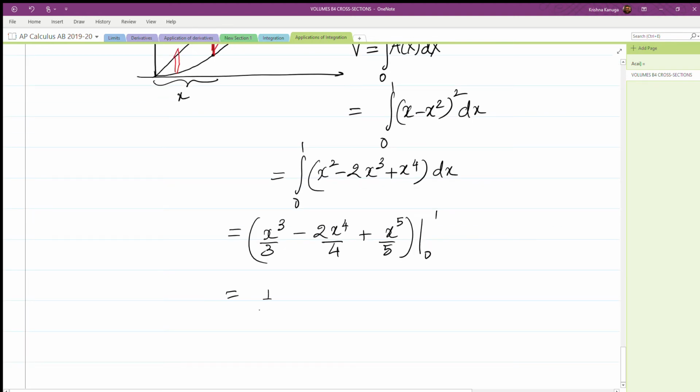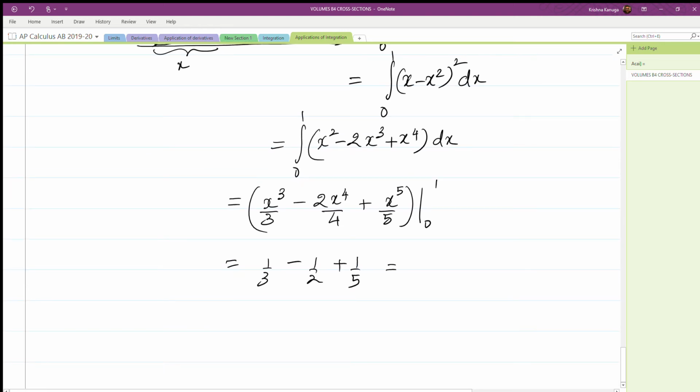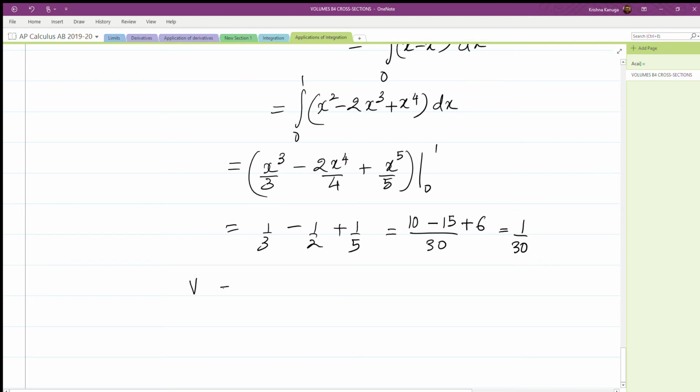This becomes 1/3 minus 1/2 plus 1/5. We have 30 as our common denominator, and we get 10 minus 15 plus 6, which becomes 1 over 30. So the volume of the solid is 1 divided by 30.